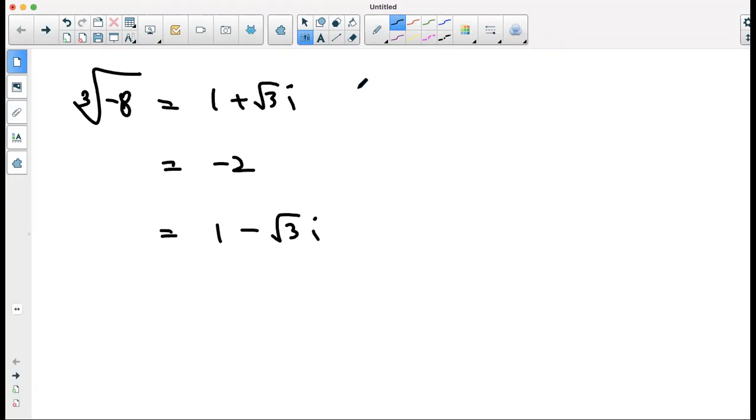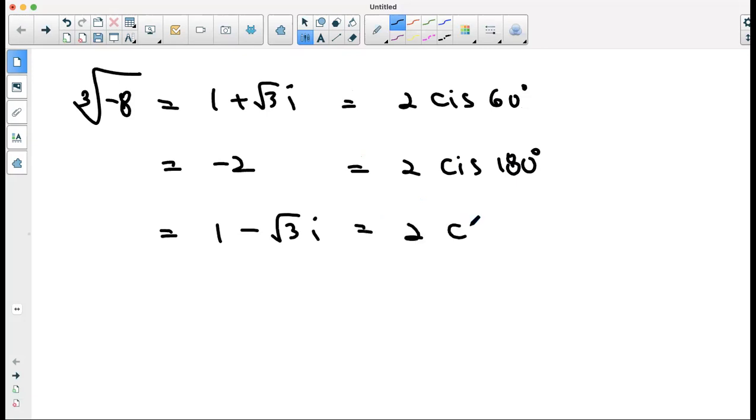And in fact, if you remember, the angles were, this one was 2 CIS, what? 60-degree angle, wasn't it? And this one was 2 CIS 180. And third one was what? 2 CIS, was it 300? 300 degrees, right? That's basically what happened.